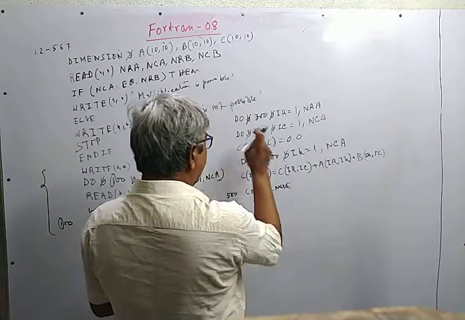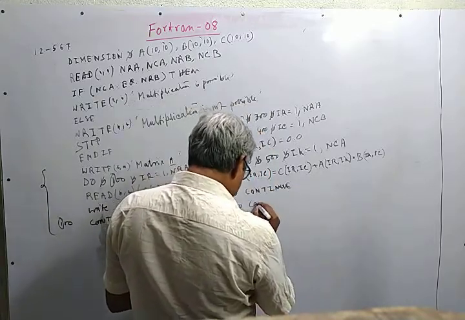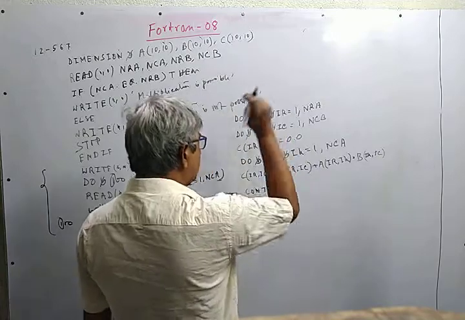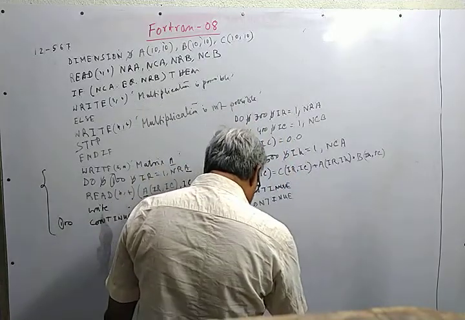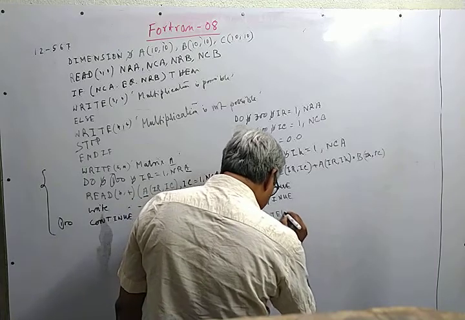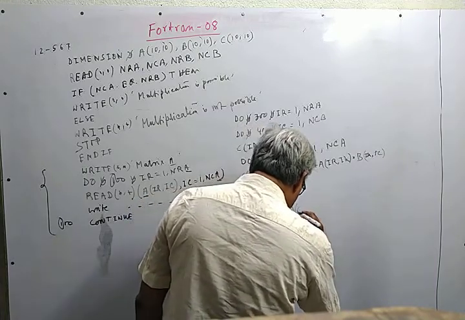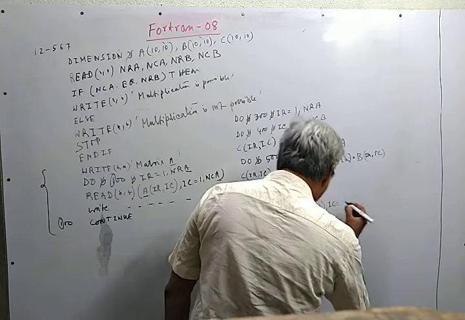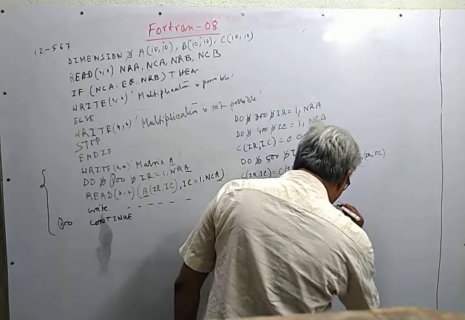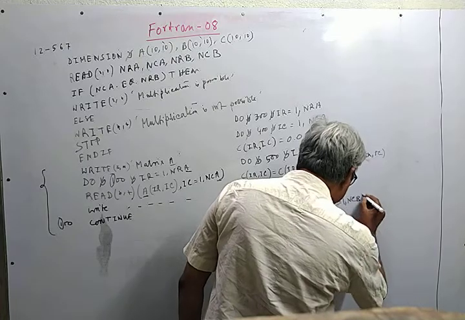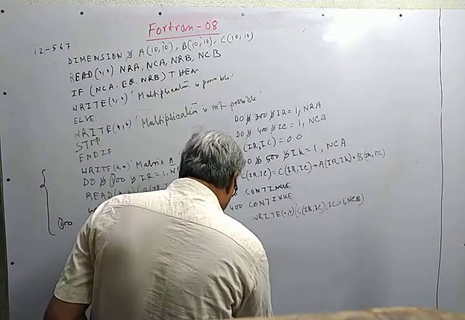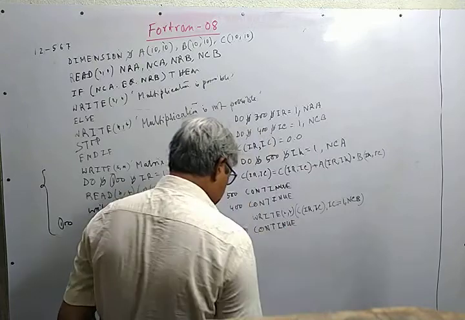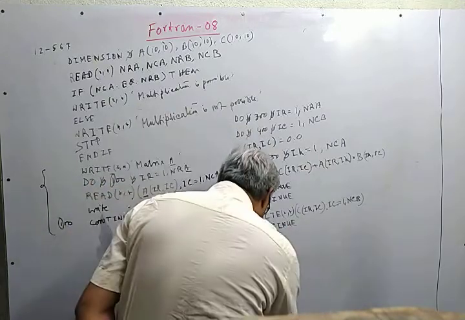Then we end this loop, the 400 loop. Then only this loop is left, and we may write IC is equal to 1 to NCB, and then the 300 loop is completed. And finally the stop and end.